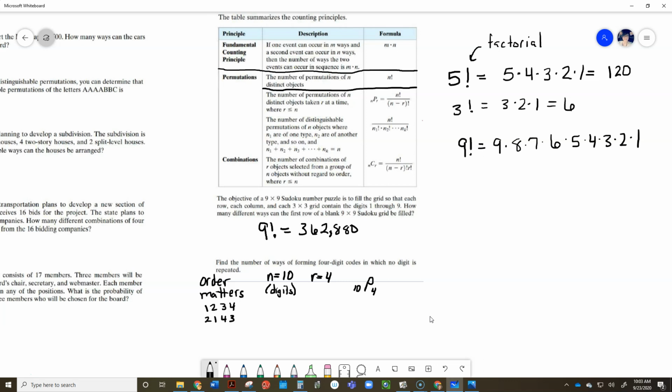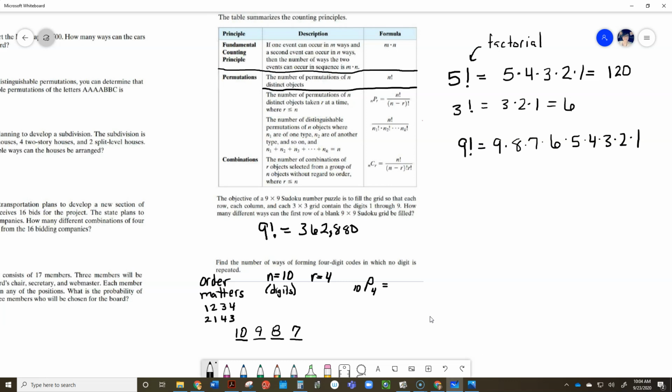So this is what it would look like using the formula. Now remember, we've worked this problem. I want to remind you, we worked this problem last week, and we said that it would be 4 blanks, and those 4 blanks, no digit is repeated. So that means the first time I choose, I have 10. The second time I choose, I have 9. The third time I choose, I have 8. And then the next time I choose, I have 7. So you're going to see in just a second that with this formula, that's exactly what happens.